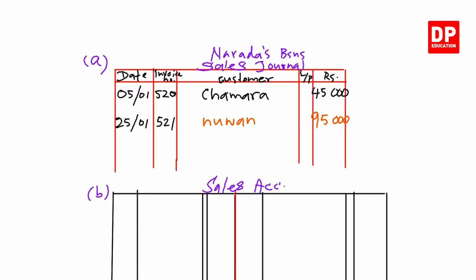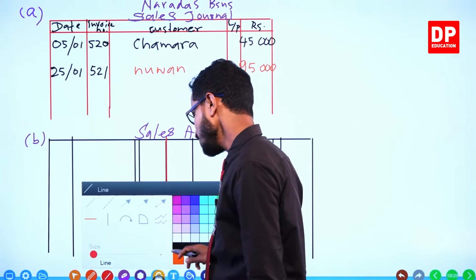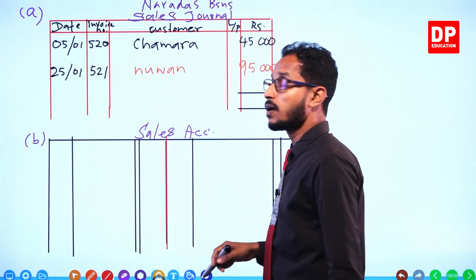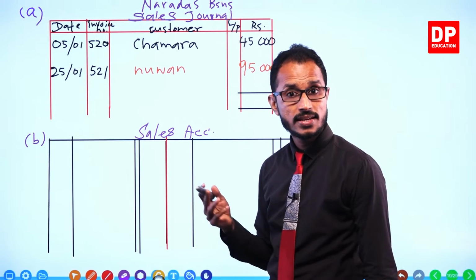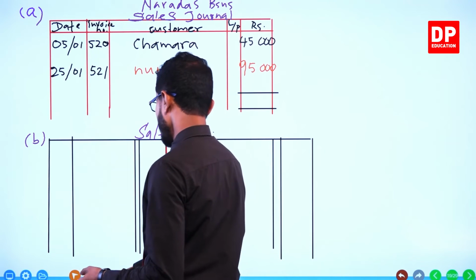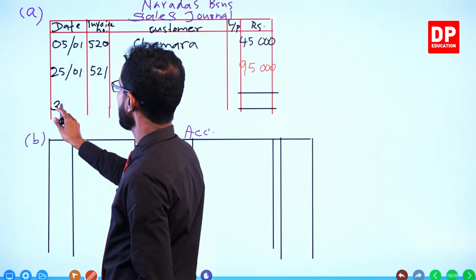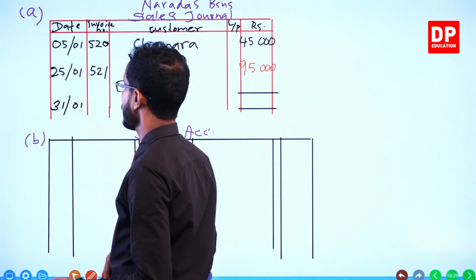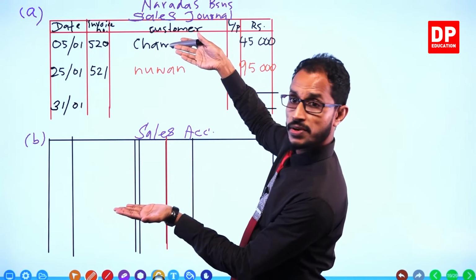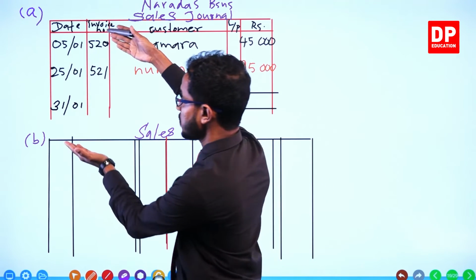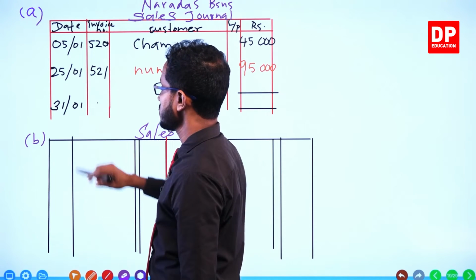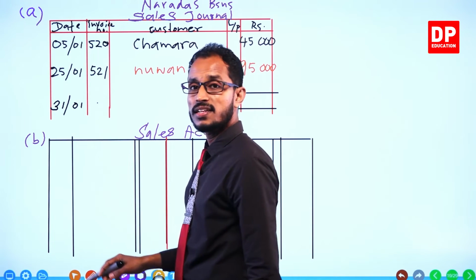95,000. That is it. We already marked the credit sales. Only 2 credit sales were there. Then we can finalize the sales journal for the month of January. 31st January, that is the date. No invoice number. Write the description.